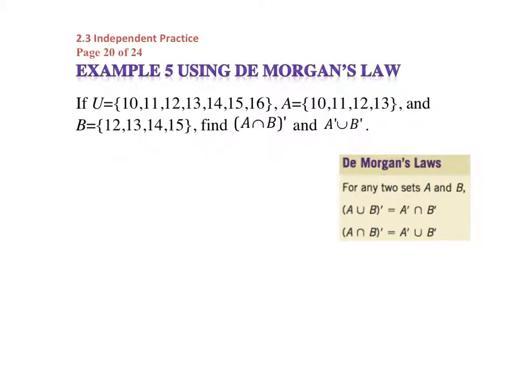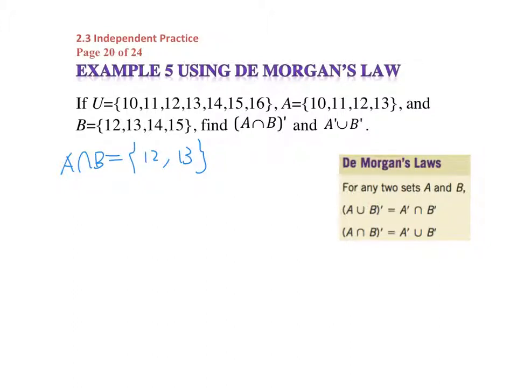Here's another example. So we're asked to find, let's see, A intersect B, so it's the second one, A intersect B complement. So in order to do that, we need to first find A intersect B. I personally like the second one better because intersections are always less work, right?